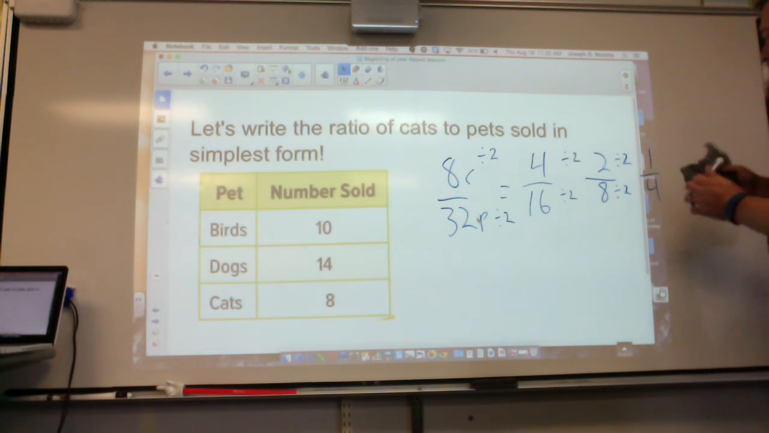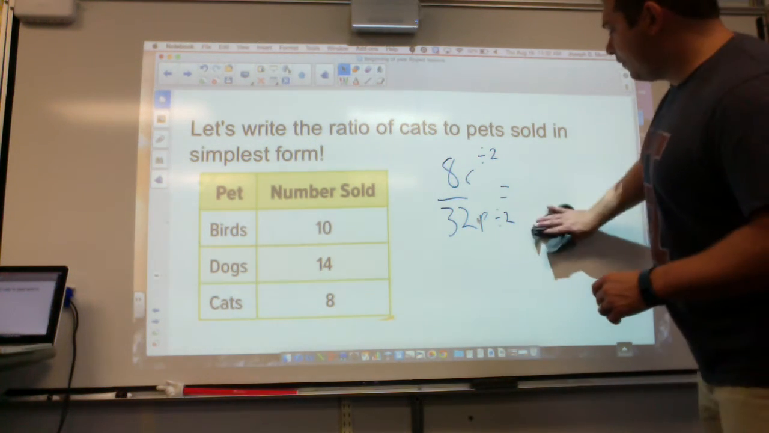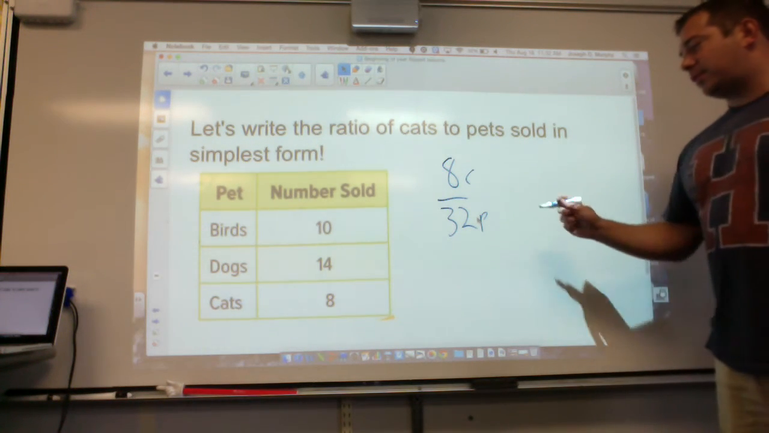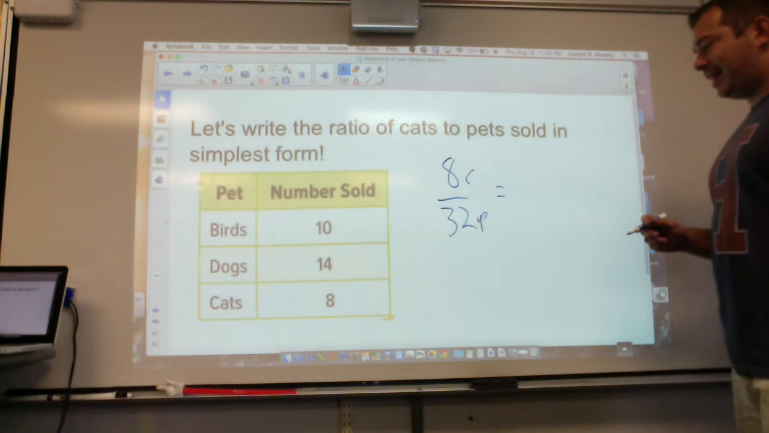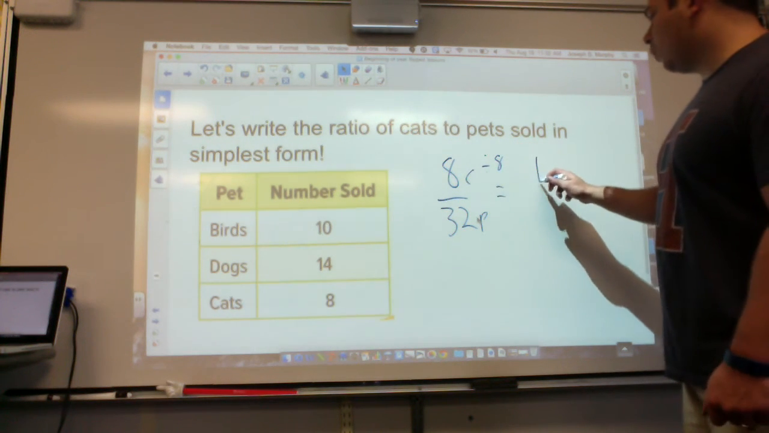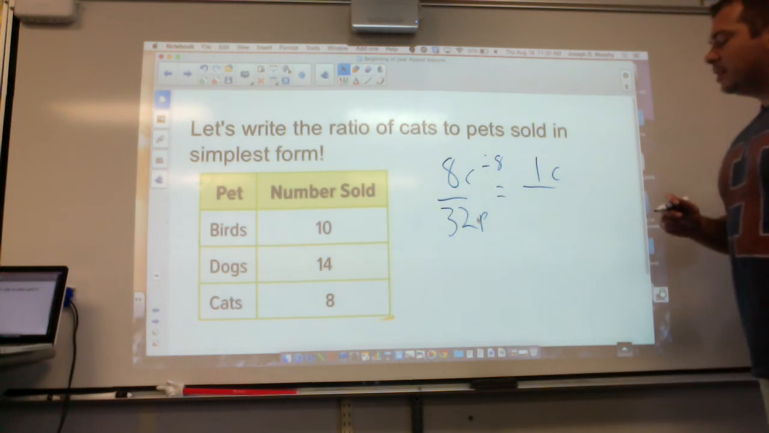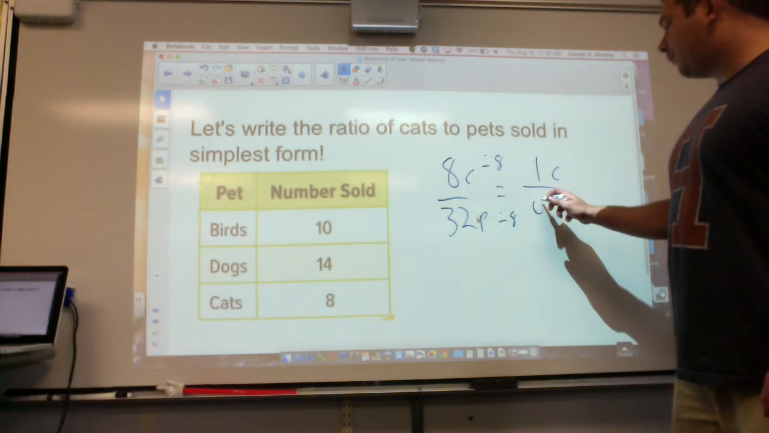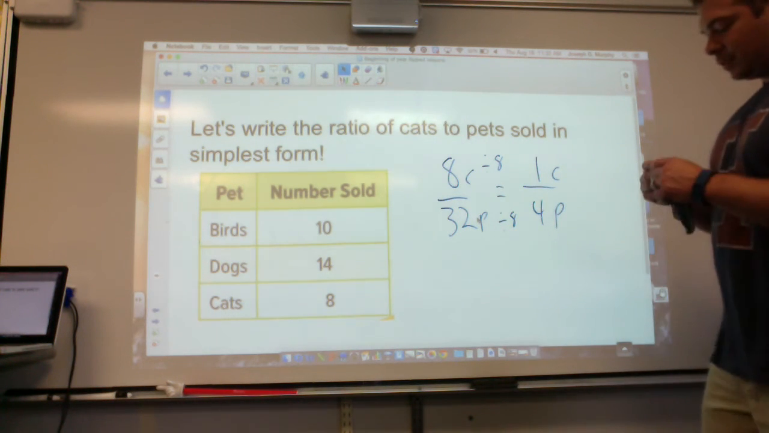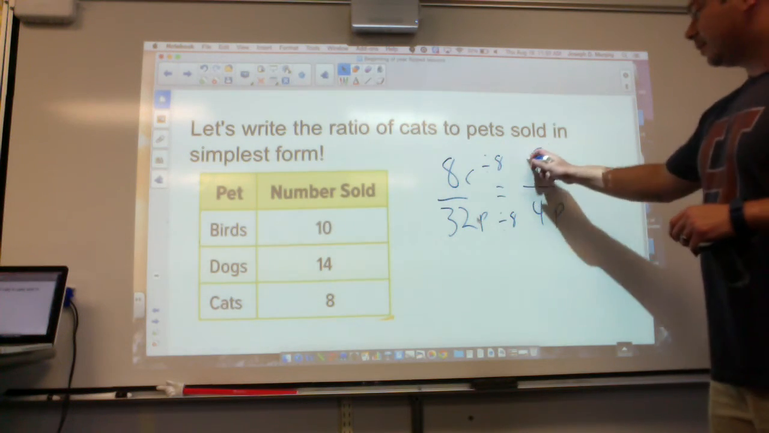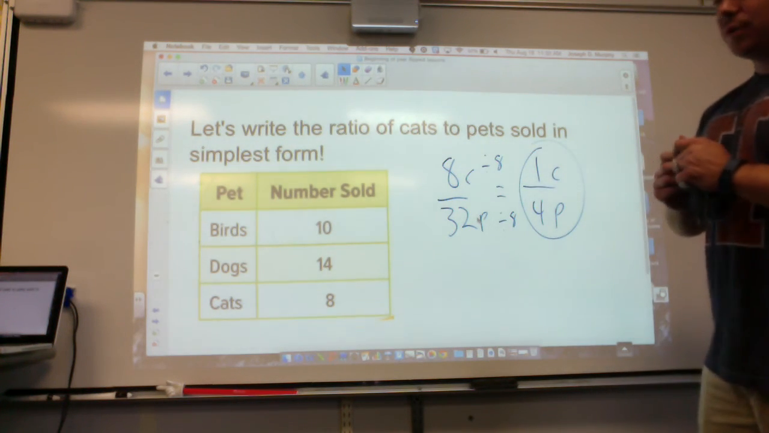Now this could have been a lot simpler if we found our greatest common factor. The greatest common factor of 8 and 32 is, in fact, 8. So divide by 8, and I get 1 cat. Divide by 8, 32 divided by 8 equals 4 pets. So for every 1 cat, I'm going to have 4 pets. That is my ratio in simplest form.